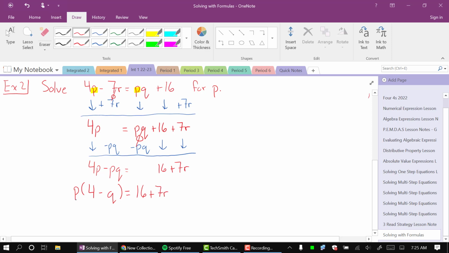And if you wanted to check to see if this is the same, you could distribute that p back in, and you'd end up with the same expression. All right, now I have p almost by itself. It's just being multiplied by 4 minus q. So I'm going to divide both sides by 4 minus q.